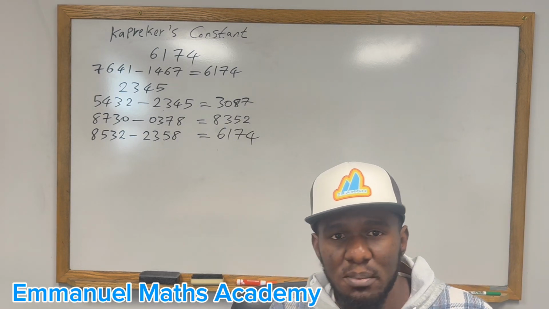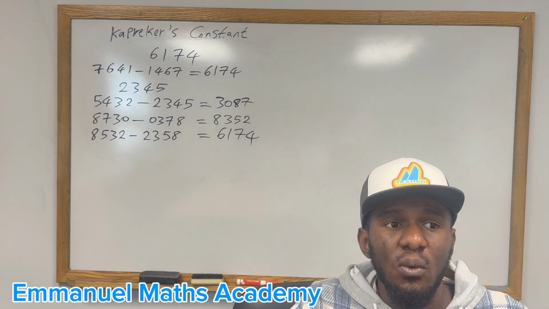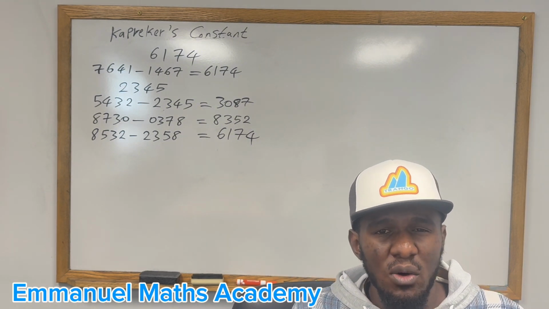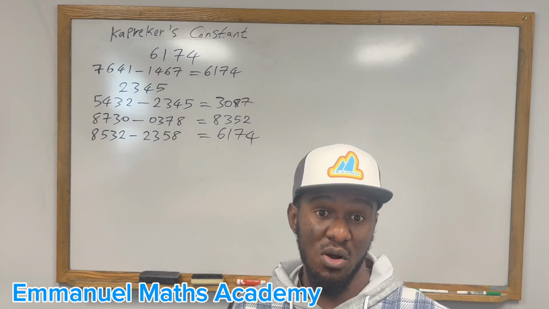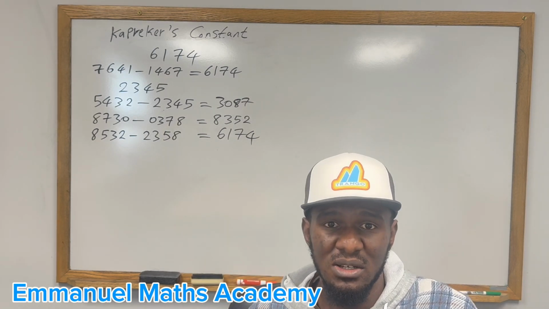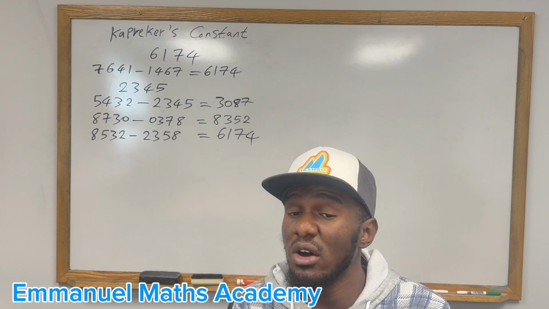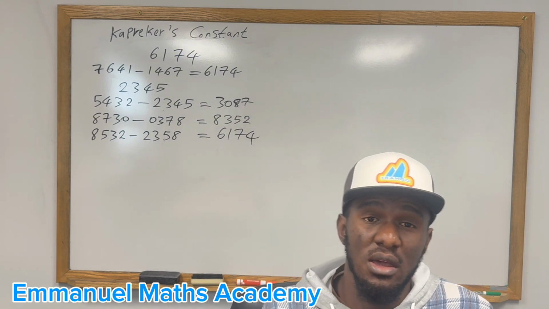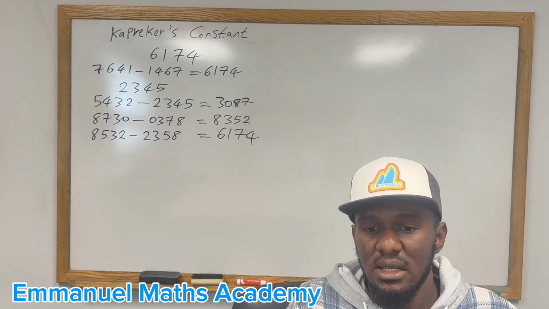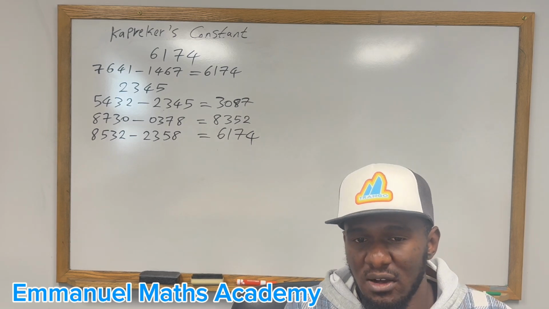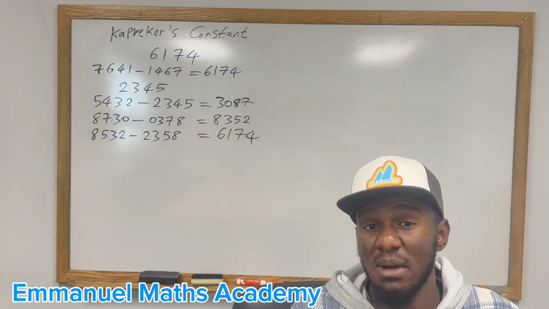In the sense that you are picking 1111, the 4 digits are 1111, and the biggest number is 1111 and the smallest is 1111. Or if you are picking 8888, where all the digits are the same. If you subtract, you get 0.